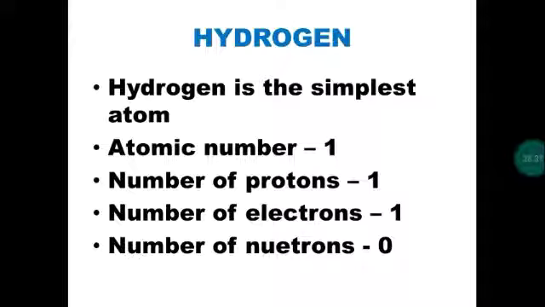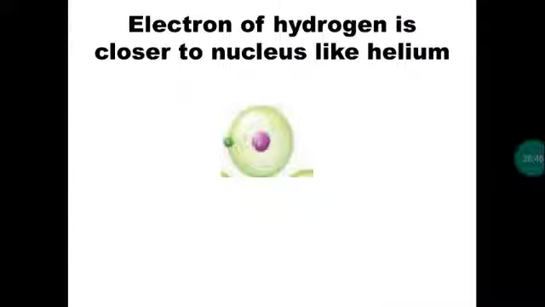Hydrogen is the simplest atom with atomic number 1. As we know, atomic number is nothing but the number of protons or the number of electrons. So the number of protons and electrons will be 1 in the case of hydrogen. Hydrogen does not contain any neutron. Since the electron of hydrogen is closer to the nucleus, we need a greater amount of energy to remove the electron.